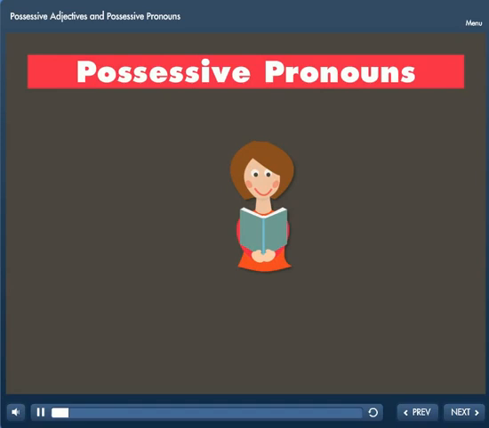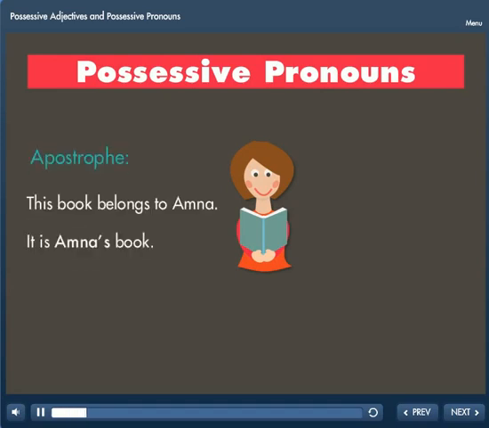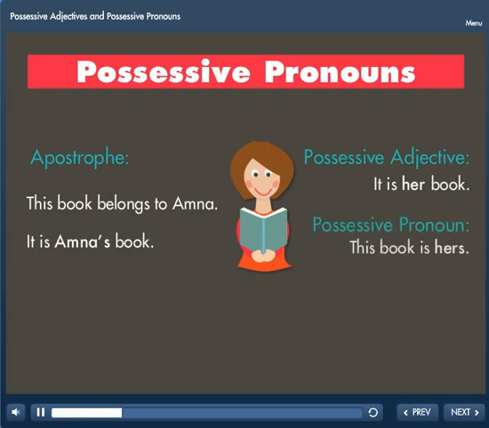We earlier learned how to show possession through apostrophes. Today, we also learned how to use a possessive adjective to show possession. One final way to show possession is through possessive pronouns.